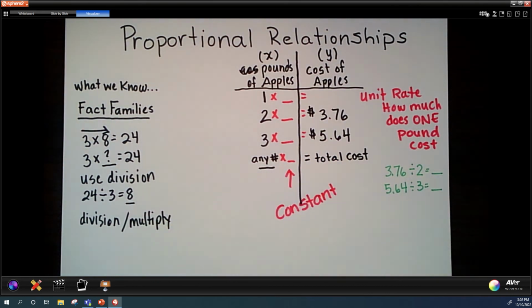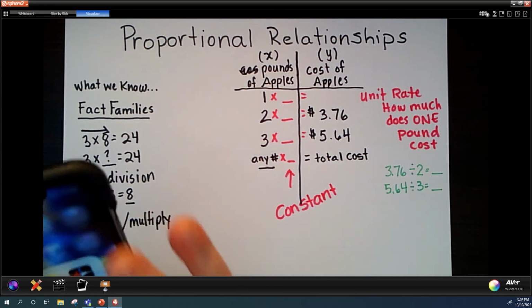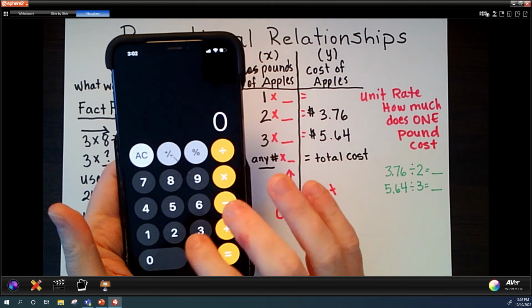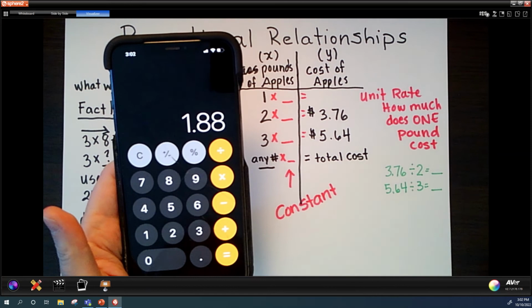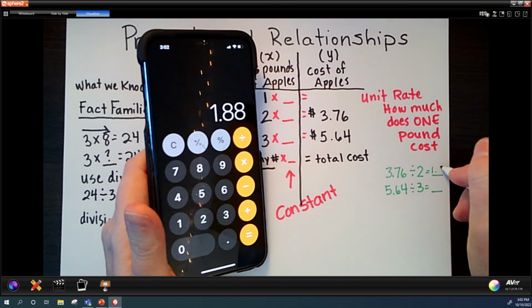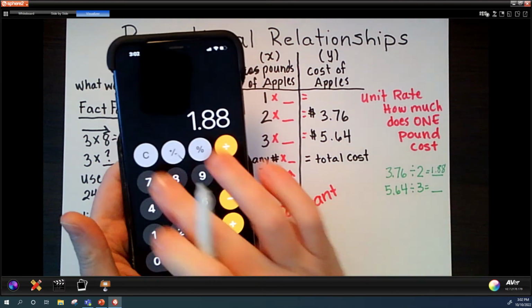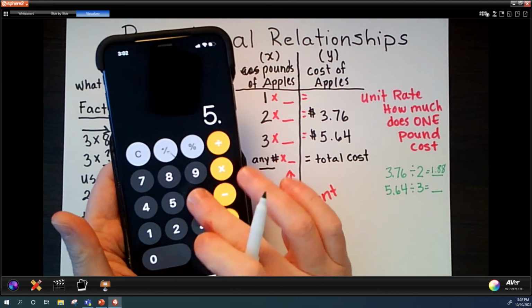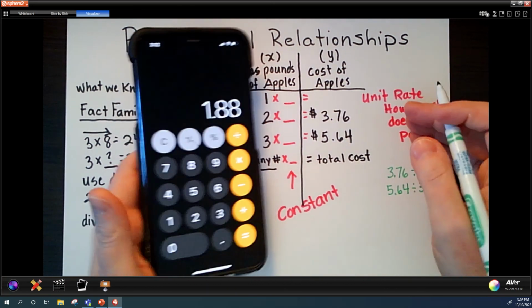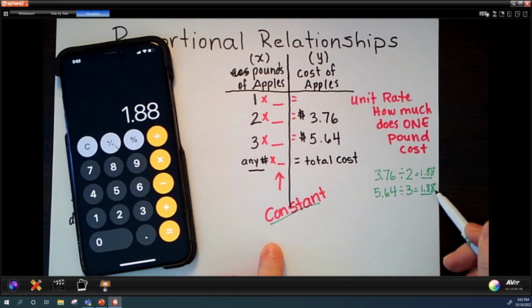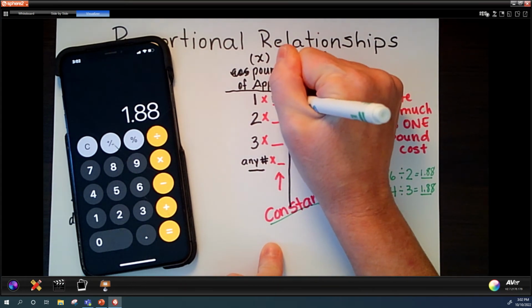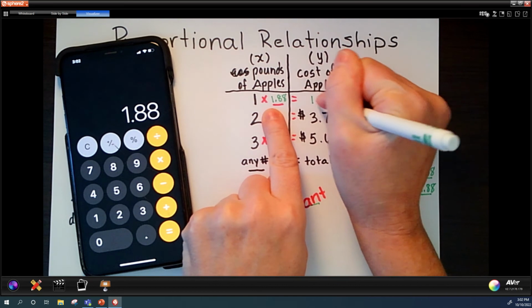All right, use a calculator. It's totally fine to do that. $3.76 divided by 2 is $1.88. I'm going to write that down. Let's see what $5.64 divided by 3 is. Oh, also $1.88. Whenever it comes up over and over, that's why it's called the constant. We're multiplying by $1.88. So that's how much 1 pound is going to cost, $1.88.